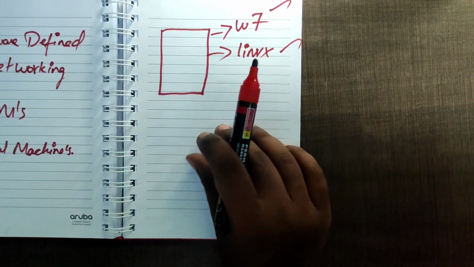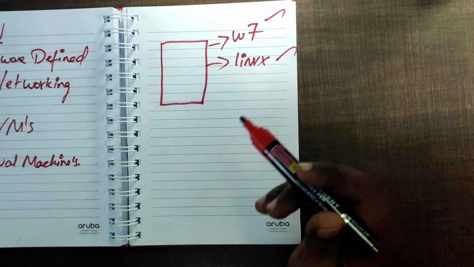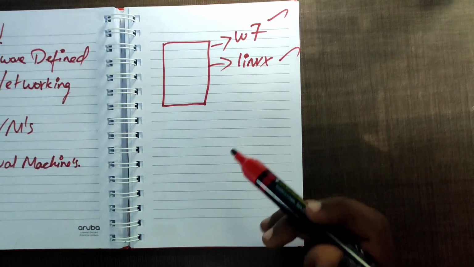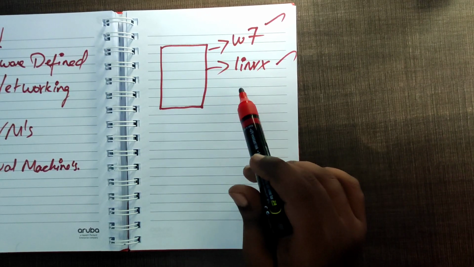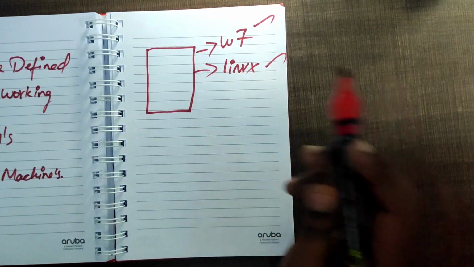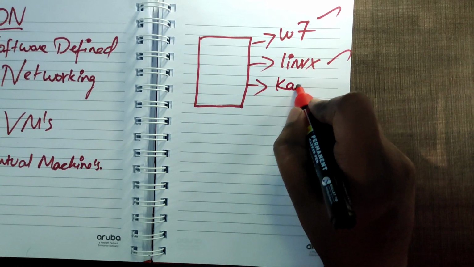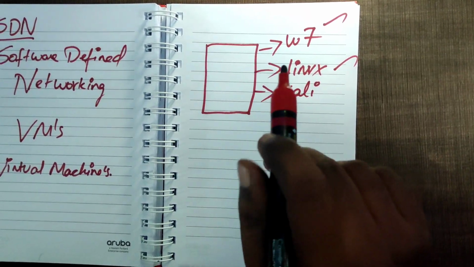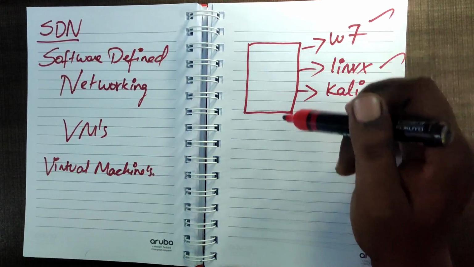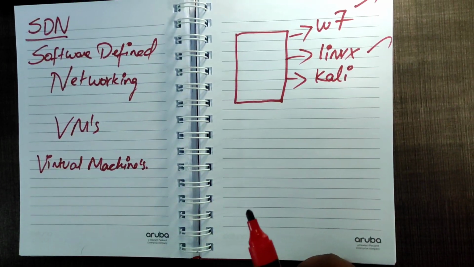But when it comes to industries, they will have a storage area network and ample storage, and they want to use multiple operating systems concurrently because there are a lot of use cases. Let's say they want to use Windows 7 and Linux, and one more operating system, let's say Kali Linux. They want to use these machines concurrently. At that time, the normal way of installing operating systems will not suit.